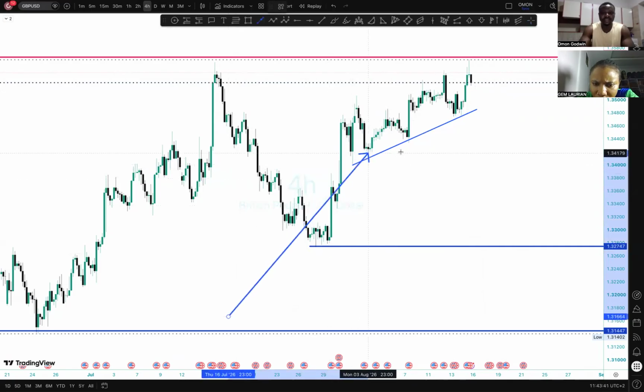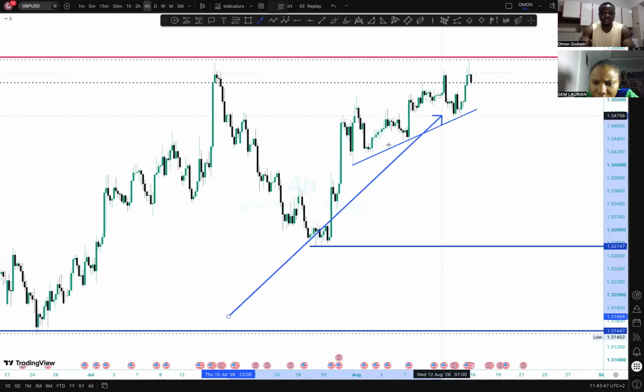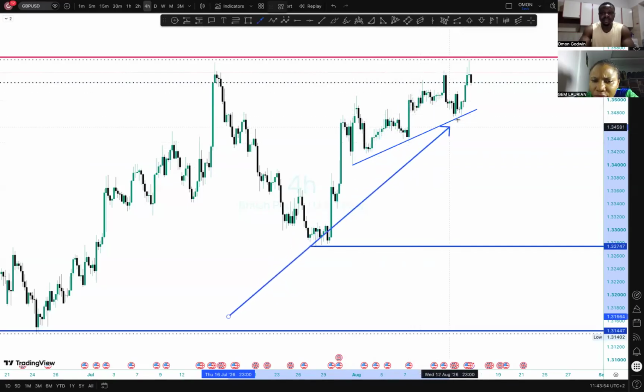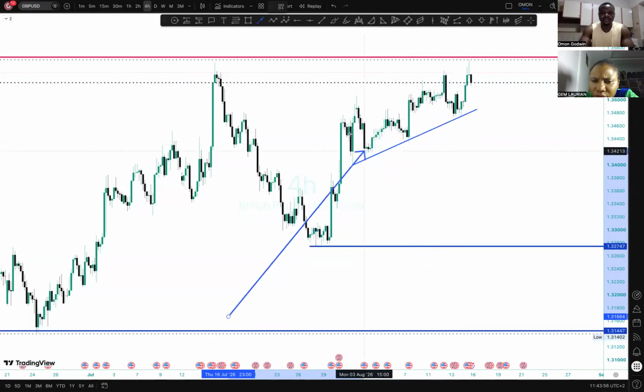Anytime the market gets to this support zone, this is support. 1, 2, 3, 4. You can see the moment the market gets here, it buys back. The moment the market gets here, it buys back. The moment the market gets here, it buys back. And you can see this zone.